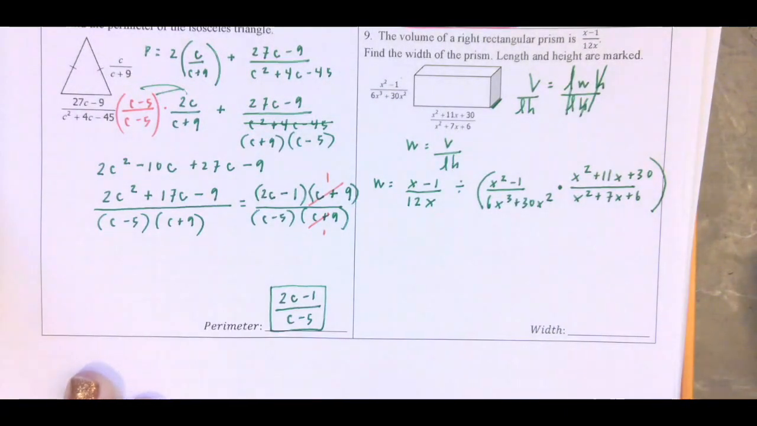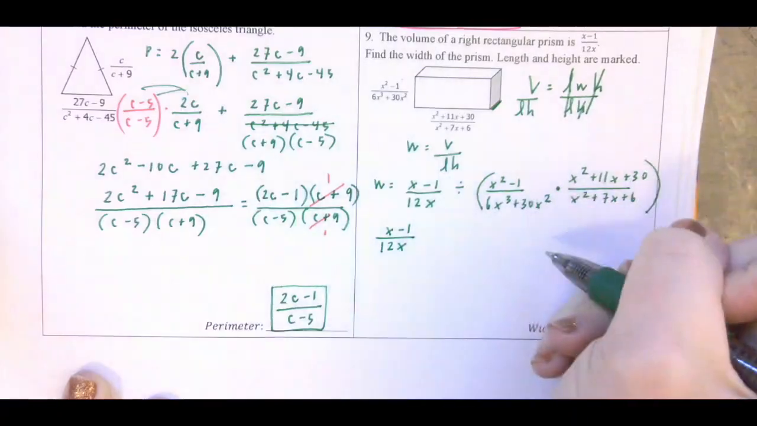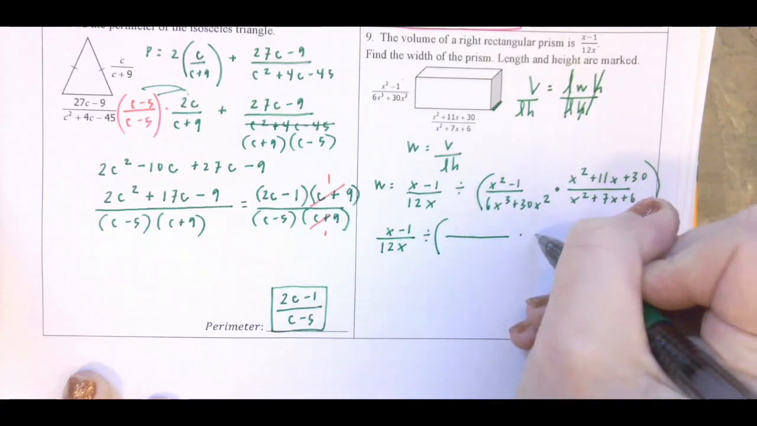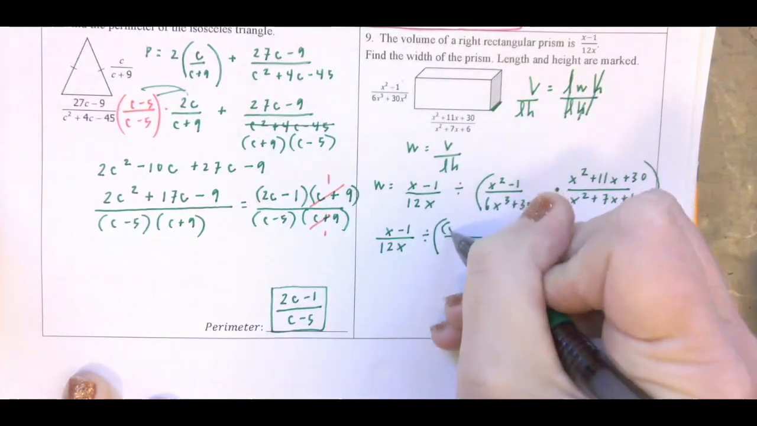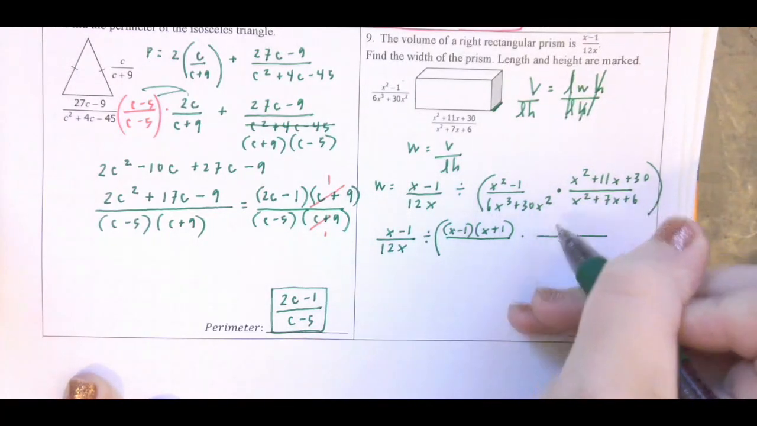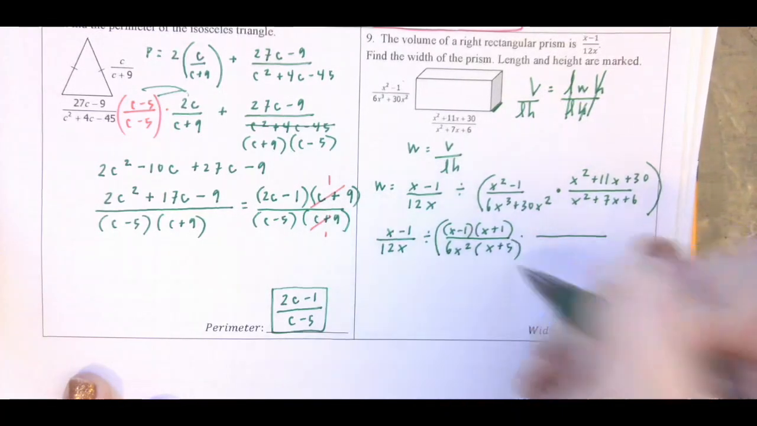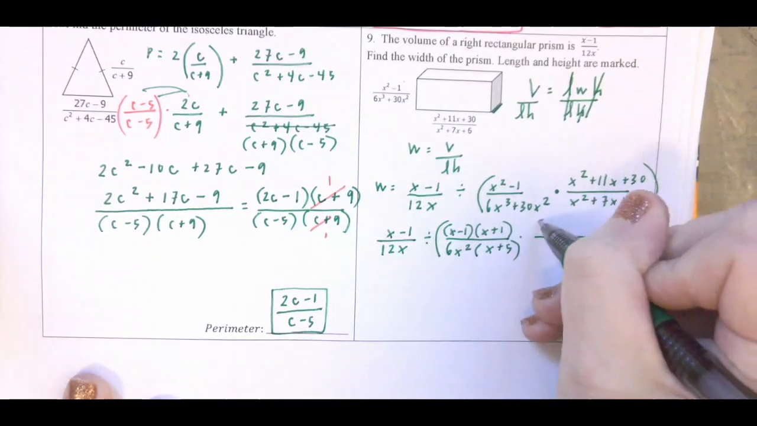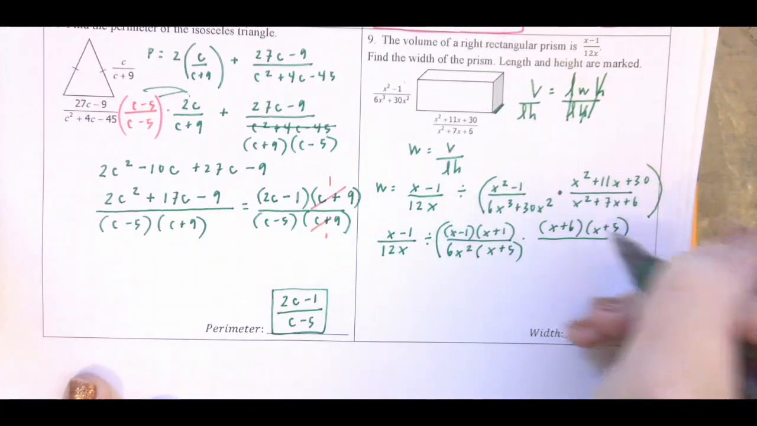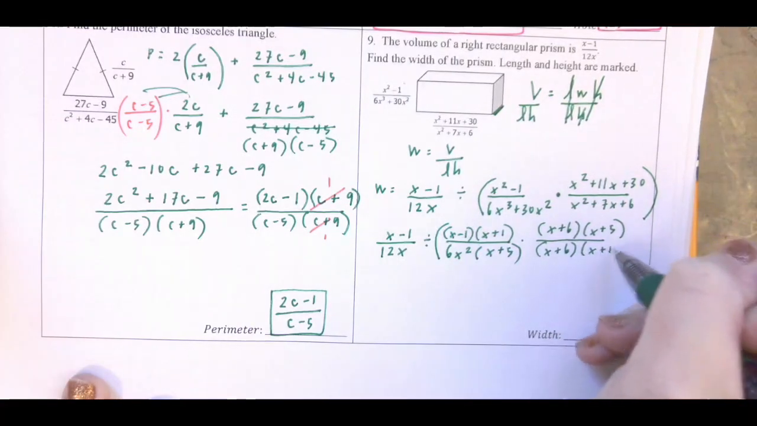Okay, now I just have to factor everything down. So I have x minus 1 over 12x. And then here I'm going to still have it just divided by. And then I'm just going to factor all of this out. So here's a difference of two squares, x minus 1, x plus 1. Here I have a GCF of 6x squared, leaves behind x plus 5. Okay, over here, that's going to factor to be x plus 6 times x plus 5. And then here, that'll be x plus 6 and x plus 1.